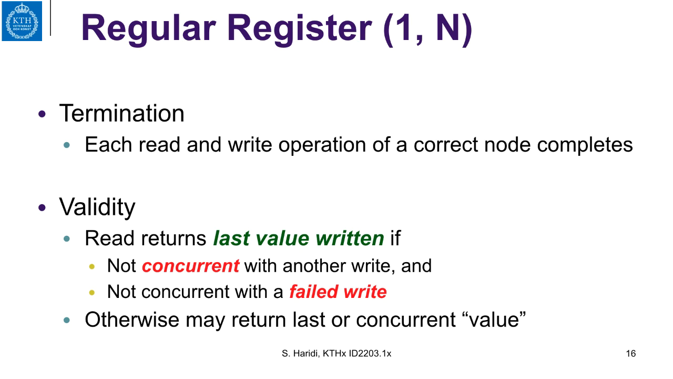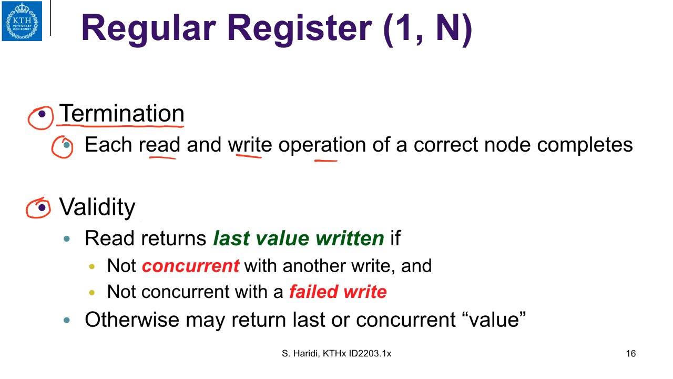So here are the properties of the regular register abstraction. We have termination, which says each read and write operation of a correct node terminates or completes, which would mean for each invocation there is a corresponding response, and that of course only for processes that are correct. For processes that failed, it might be we have an invocation but there is no response.